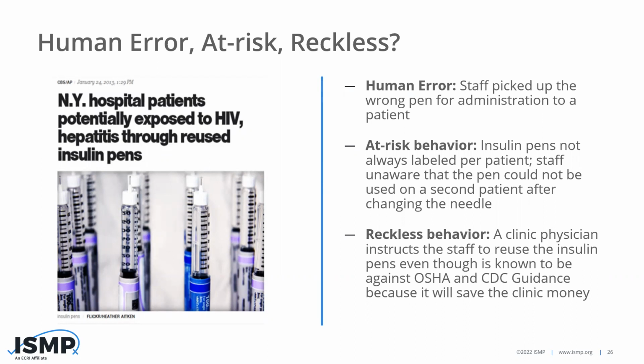Compared to number two, pens were being reused intentionally, but the staff didn't know. No one ever taught the staff the harm of sharing insulin pens. The organization didn't routinely label all the insulin pens. So there may be some poor behavioral choices here, but no intent to cause harm or have something that could cause harm. Compared to reckless behavior, where we have, say, a clinic physician intentionally tells staff to reuse the pens. They know about the guidances from OSHA and CDC, but to save money, we're not going to listen to that. We're going to have staff reuse pens. There was intent there, knowing that the harm could result. That makes it reckless behavior.